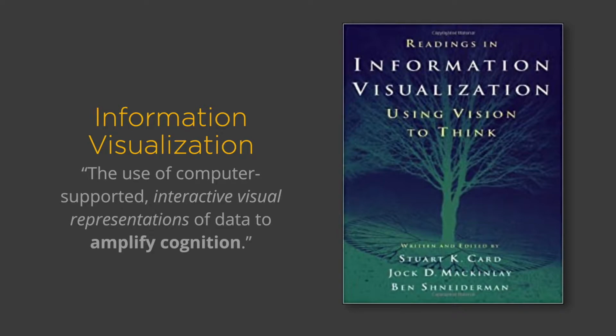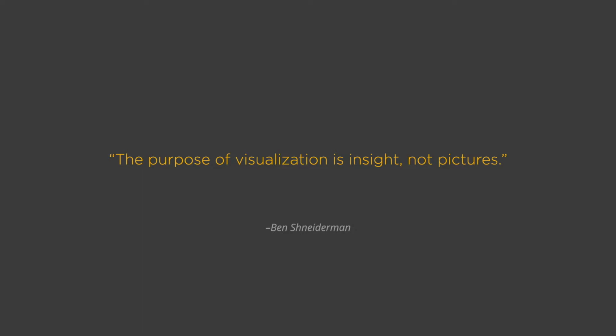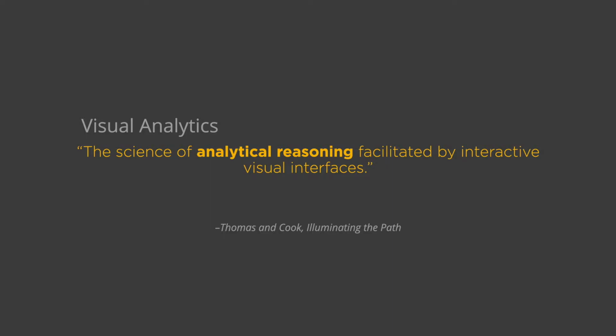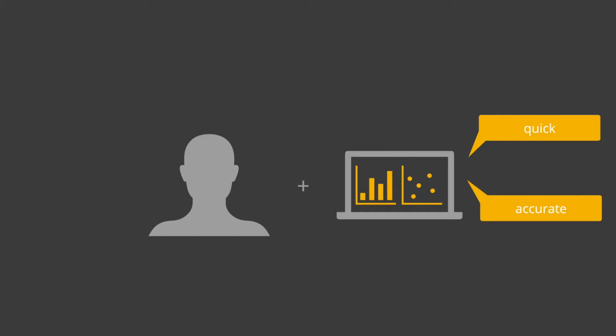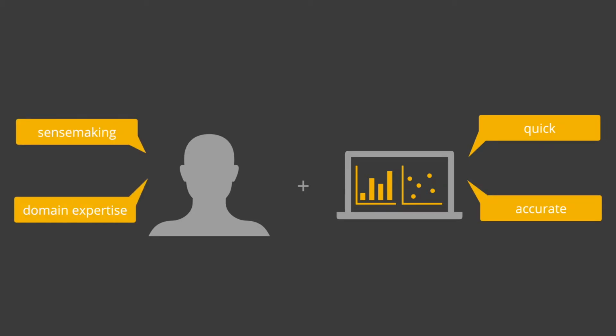So information visualization is described as the use of computer-supported, interactive visual representations of data to amplify cognition. As Ben Shneiderman put it, the purpose of visualization is insight, not pictures. And visual analytics is related, but focuses on analytical reasoning, facilitated by interactive visual interfaces. In visual analytics, we advocate for the combination of humans and machines, where we think we can get the best of both worlds. Computers give us fast and accurate information processing, while humans give us sense-making capabilities and domain expertise.